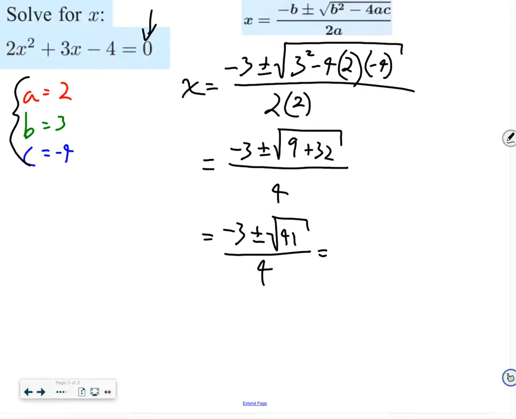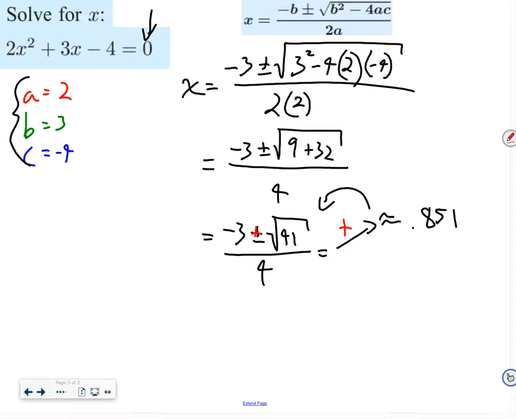If I want to put it in my calculator, I can do negative 3 plus the square root of 41 and divide it by 4. And I get one answer of, and this is an approximation, because of the surd, it's going to be an irrational number, approximately 0.851. Okay, that's if this was a positive here.